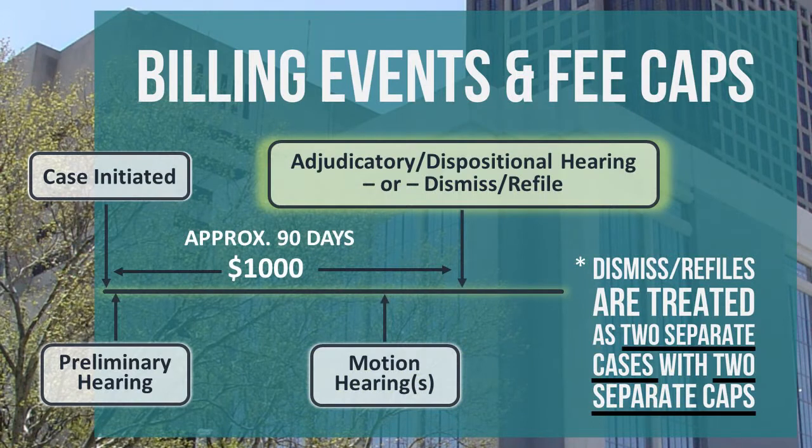When representing a client on this case type, it is essential to understand and be able to identify billable events to ensure the maximum amount of fees are received. The first billable event occurs at the conclusion of the adjudicatory hearing or dispositional hearing if applicable. A billable event also occurs if a case is dismissed prior to the adjudicatory hearing.